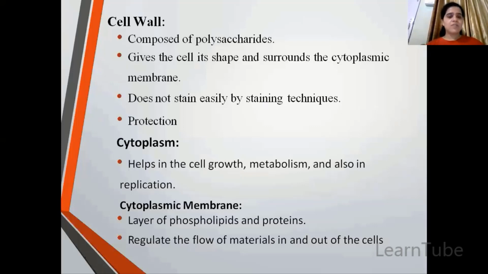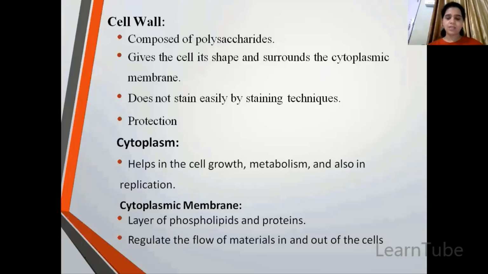Next is the cytoplasmic membrane, the membrane which covers the cytoplasm. It is made up of a combination of phospholipids and proteins, and it regulates the flow of materials in and out of the cell. So if a bacteria wants something as nutrition, it will pass through the cytoplasmic membrane and then enter into the cytoplasm.